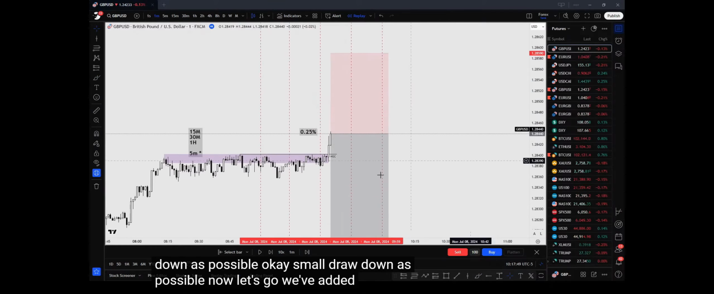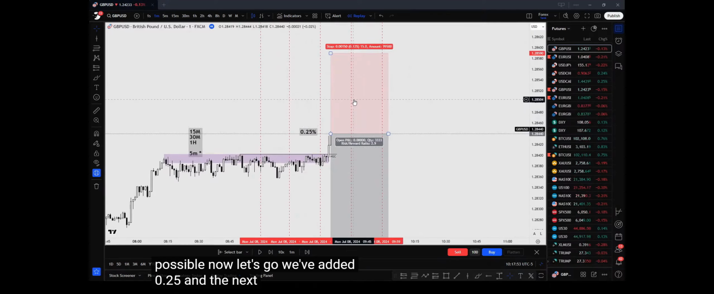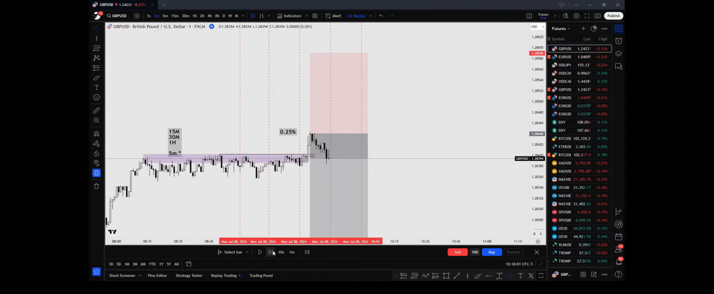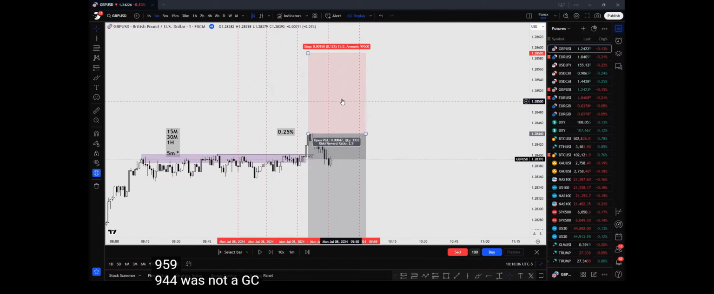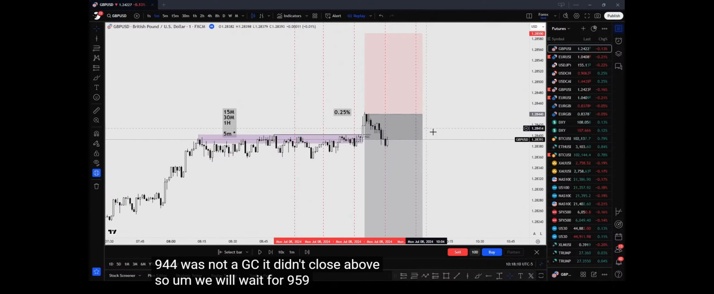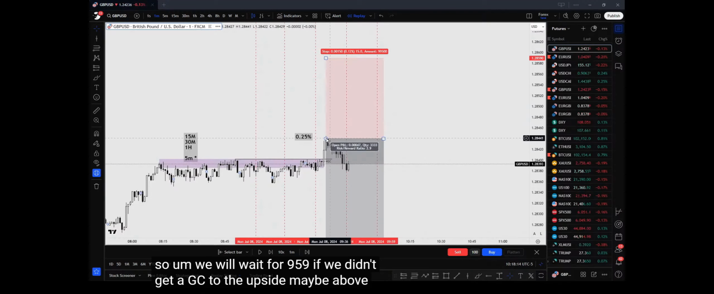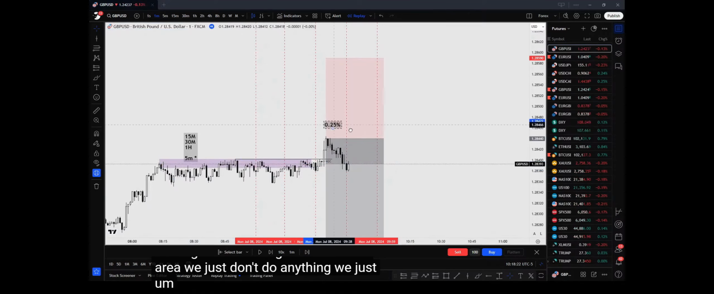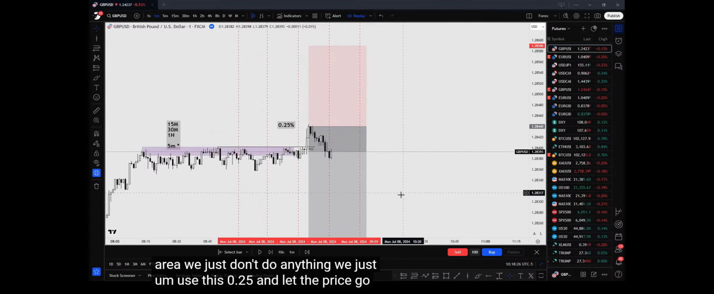Now, let's go. We've added 0.25. And the next, or maybe our main position, will be at 9:44 or 9:59. 9:44 was not a GC. It didn't close above. So we will wait for 9:59. If we didn't get a GC to the upside, maybe above this high, or at this high, or above this area, we just don't do anything. We just use this 0.25 and let the price go down.